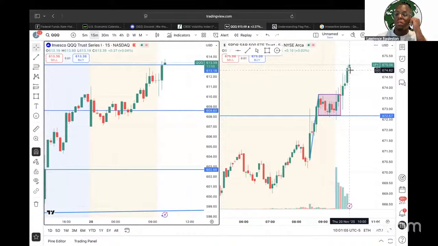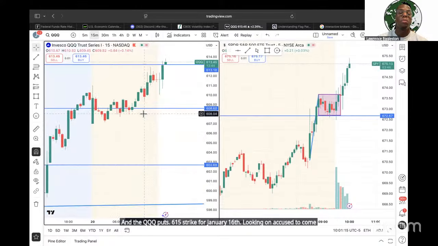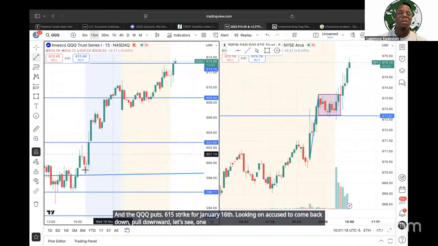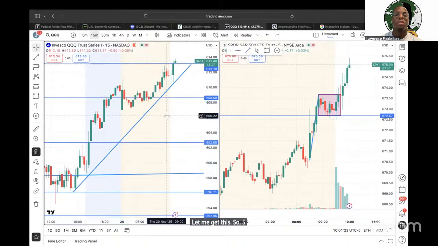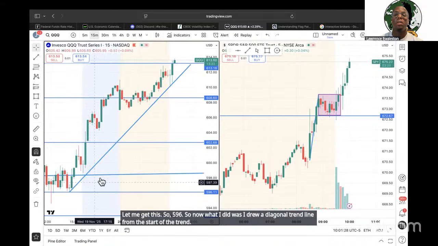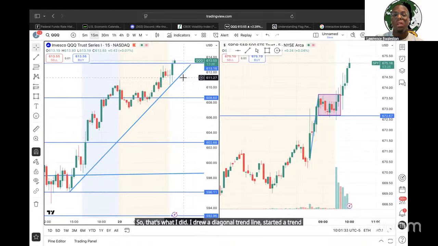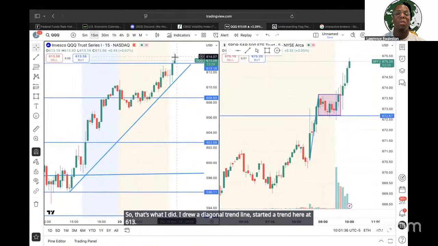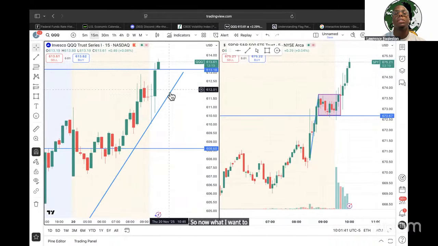In the QQQ puts, 615 strike for January 16th. Looking on the Qs to come back down, pull downward. Let's see, 1 second. So 596. Now what I did was I drew a diagonal trend line from the start of the trend. I drew a diagonal trend line, started the trend here at 613, which is top of the trend, but I drew it from 596.